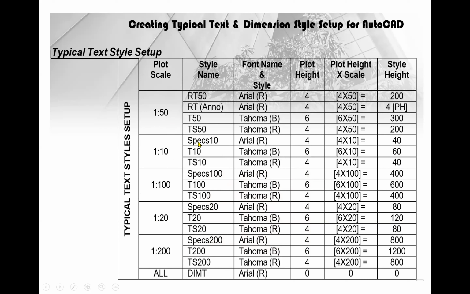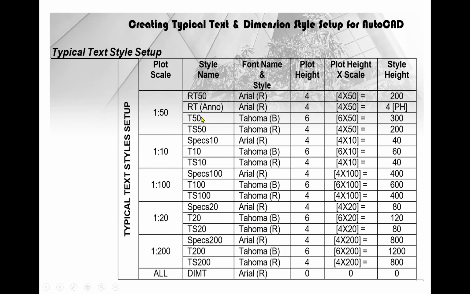So I told you before that RT50 would mean room text for 1 in 50. Now, the one that did not have a 50 beside it, which was RT, I have in bracket beside it anno, which means annotative. So I'm going to explain to you how we use texts that are annotative as against those text styles that are not annotative. So I'll go without the annotative explanation for now, and then I'll come back and do it.